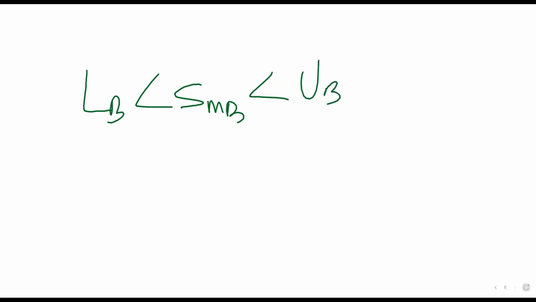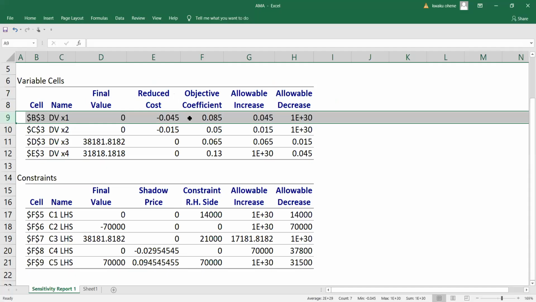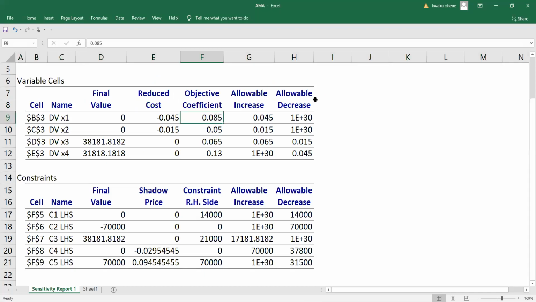Now the lower bound is the objective coefficient plus the allowable decrease. Let me show you that first. If you look at any particular coefficient, it has an allowable increase and an allowable decrease. Now the objective coefficient minus the allowable decrease is the lower bound, and I hope that's what I wrote. Okay, so it's minus.